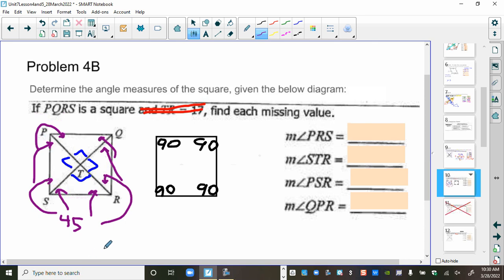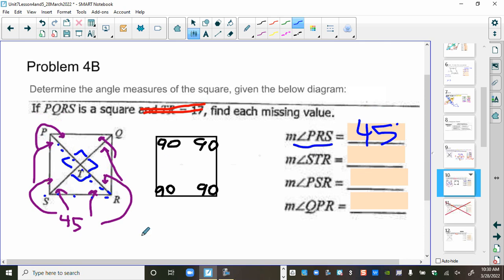So let's check this out. First, we start at P. We go down to R. And then we turn towards S. How many degrees will this angle be? There's only one of two possible numbers. It's 45. If you're not a right angle, then you have to be 45 degrees.